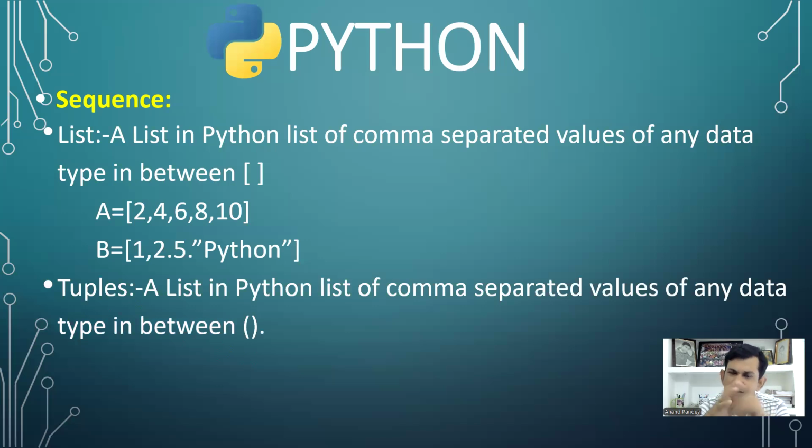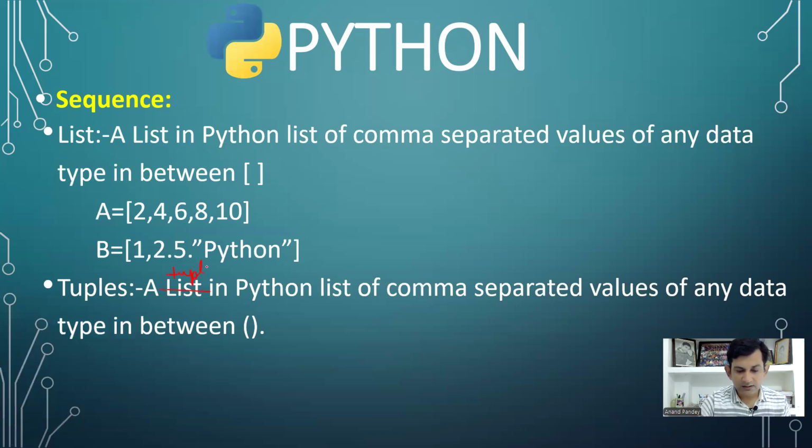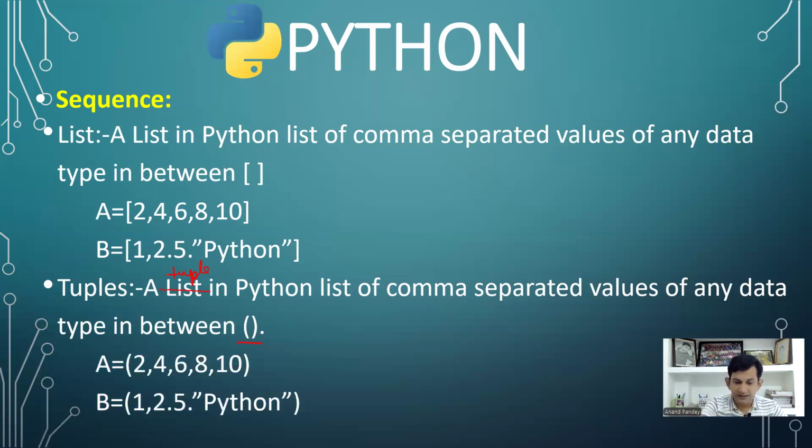Okay, now next is tuples. Tuples are also similar to this. A list in Python, list of comma separated values. Sorry, again, it is not list, it should be tuple. Let me correct it. By mistake I have written this, this is what, tuple. A tuple in Python is a list of comma separated values of any data type in between parentheses. This small bracket is there. This is one of the differences. List is created within square brackets. Tuple is created in parentheses, that is small brackets. Okay. And see, for example, I have written here of any data type here also. The difference between list and tuple is what? Square bracket and parentheses. This is one of the differences.